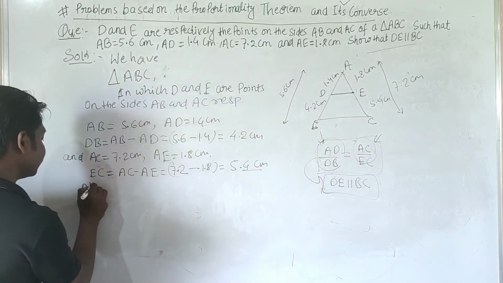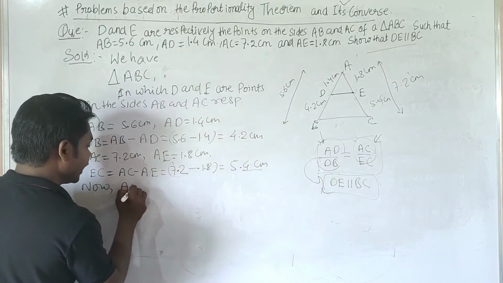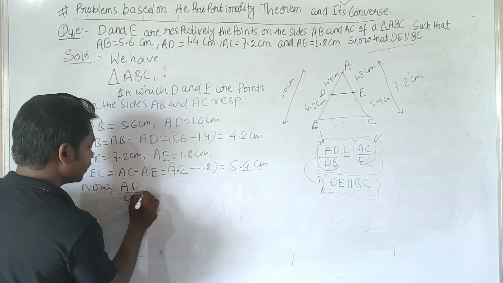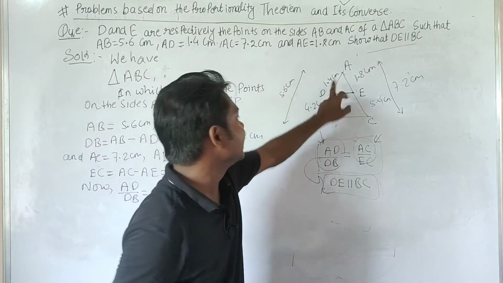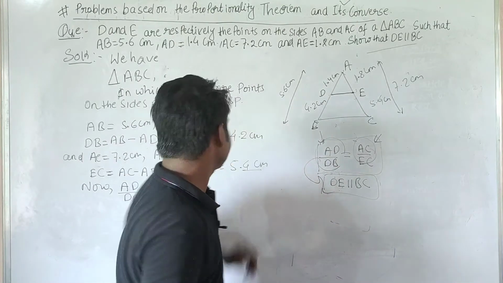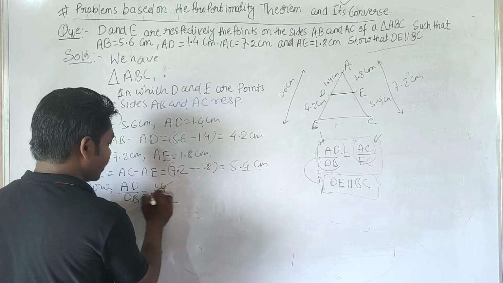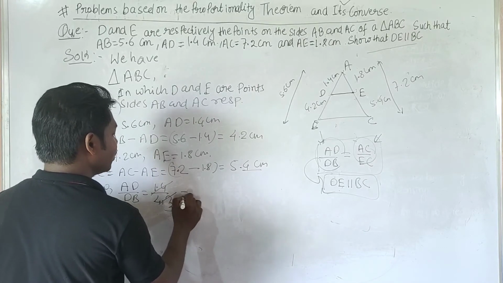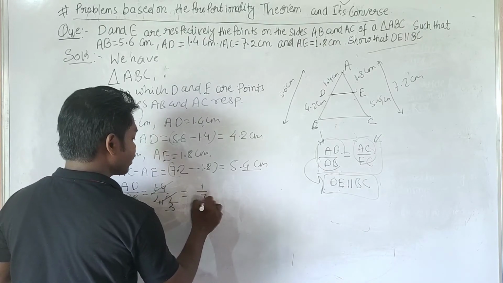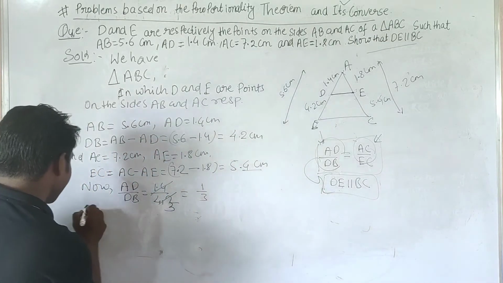The ratio is AD by DB. AD is 1.4 centimeter, DB is 4.2. On solving, 14 threes are 42, so the ratio AD by DB is 1 by 3.